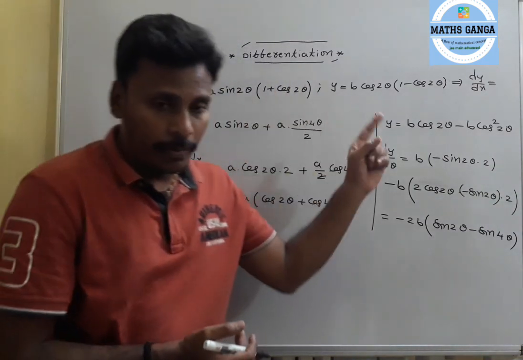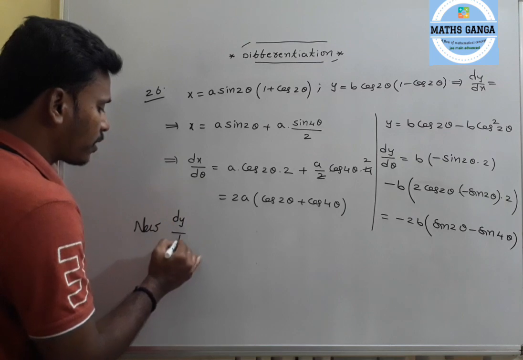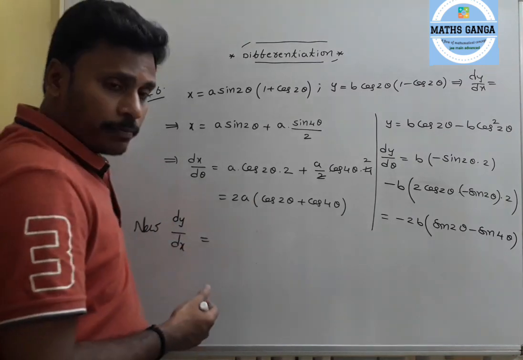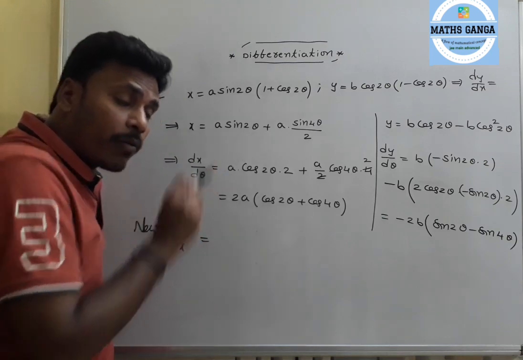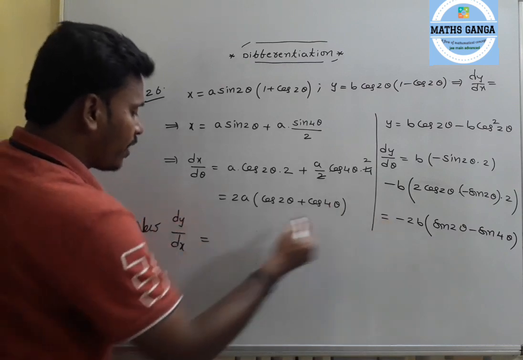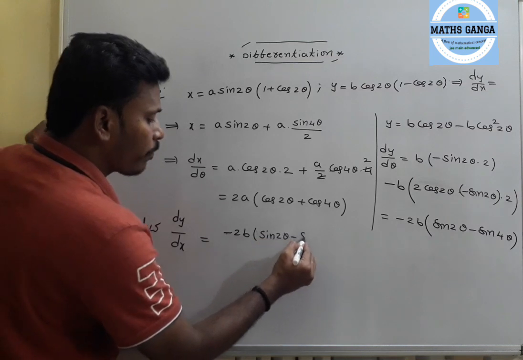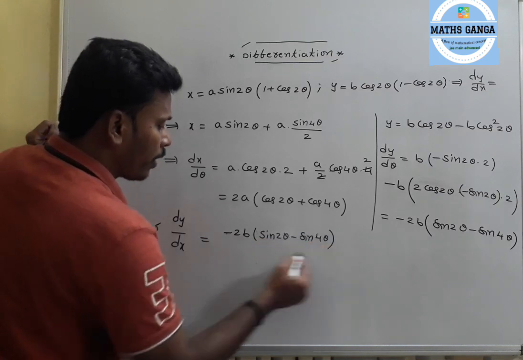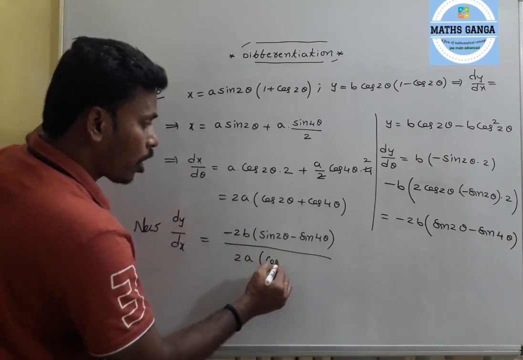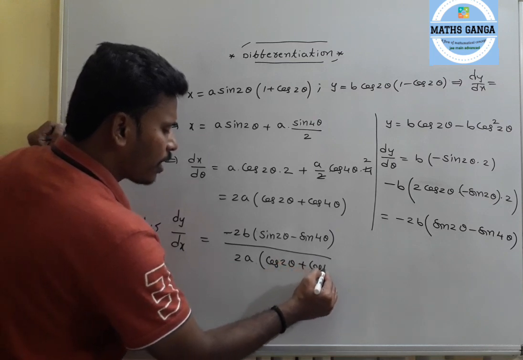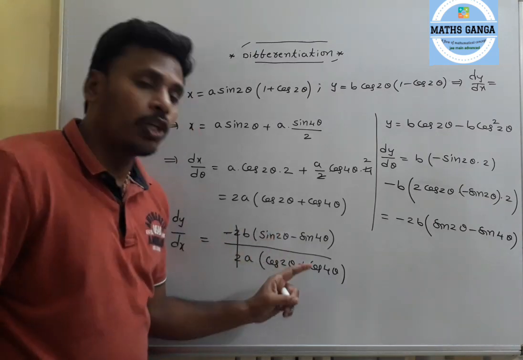Our task is to find dy by dx. Now just think about dy by dx. We discussed many problems, right? Previously 3-4 problems. Every time dy by dx is nothing but dy by d theta divided by dx by d theta. So now what is dy by d theta here? Minus 2b times sin 2 theta minus sin 4 theta divided by dx by d theta, which is 2a into cos 2 theta plus cos 4 theta. So 2 gets cancelled. We are left with minus b by a, and here further we need to move for the simplification.